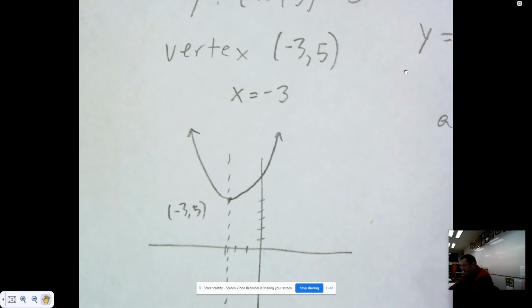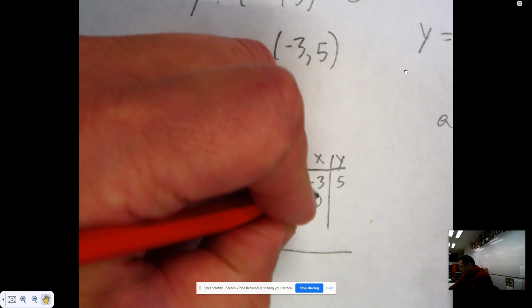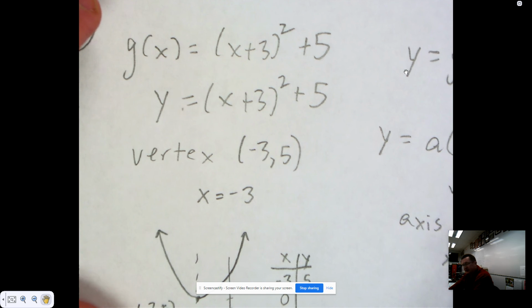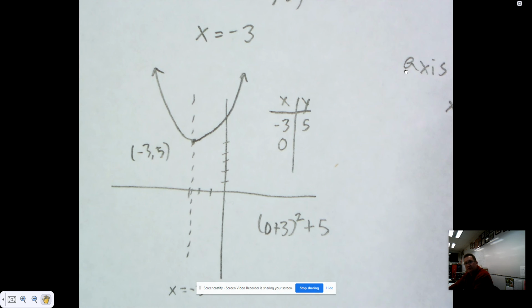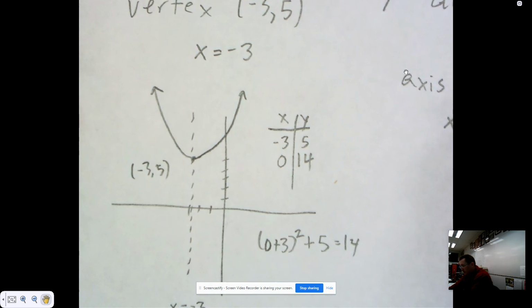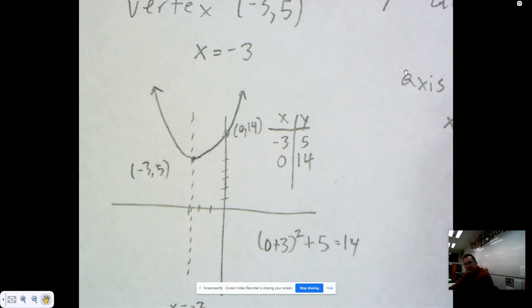It's not a bad idea at all to plug in not only the vertex and make a little XY chart, but maybe plug in a 0 to see where we're at. If we plug the 0 in here, 0 plus 3 squared plus 5, that would be 14. So 0, 14 is our y-intercept. I can label it right there, 0, 14. That would be a quick sketch of a parabola. It's not perfectly accurate, but it gives you 2 points and shows that the parabola opens up.